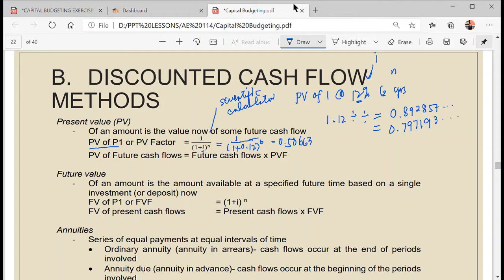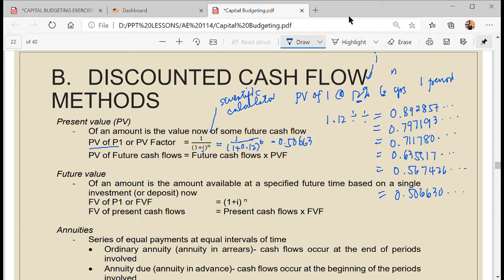Inig-press nimo sa second nga equals, ang mugawas kay 0.797193 and so on. Pag mo press na sad kag another equals, 0.711780 and so on. Another na po nga equals, ang mugawas kay 0.635517 and so on. Another equals, 0.56742 and so on. Another equals would be 0.506630 and so on. So therefore, kada equals nimo, it represents one period.